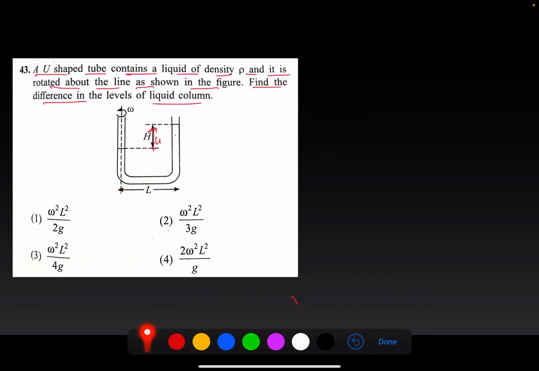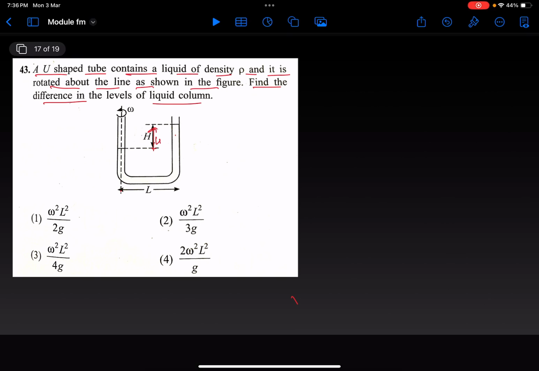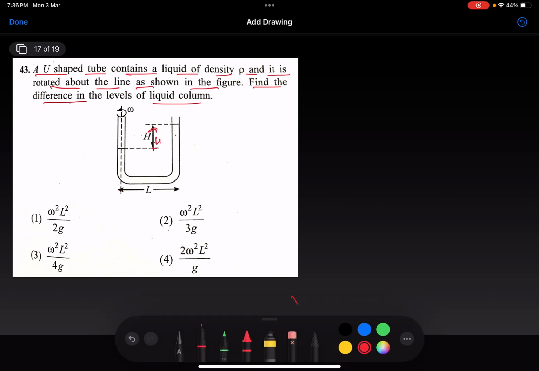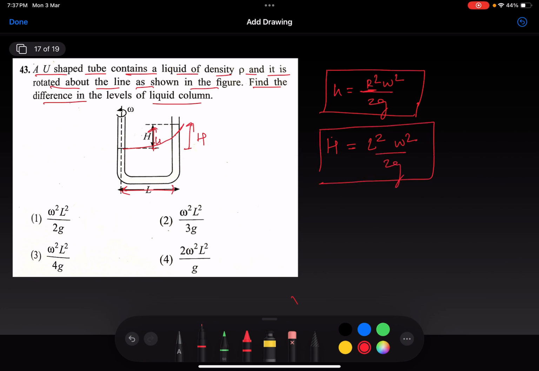Now we will come to our question. We know that h is equal to r square omega square by 2g. This relation we have got. Now in this question, the shape is again something like this. So this is the h here. So h is equal to r square, meaning this distance, which here is L. So it will be L square omega square by 2g. So the correct answer is L square omega square by 2g. So option A is correct here.